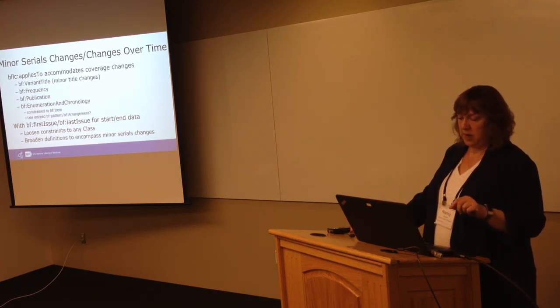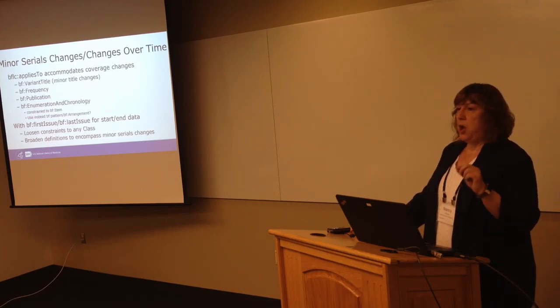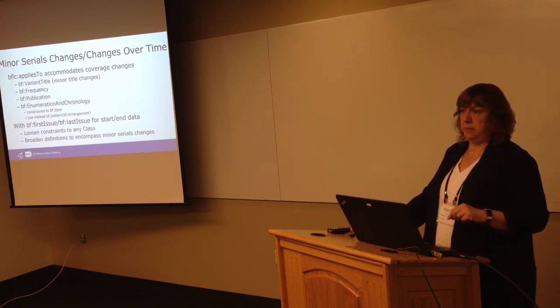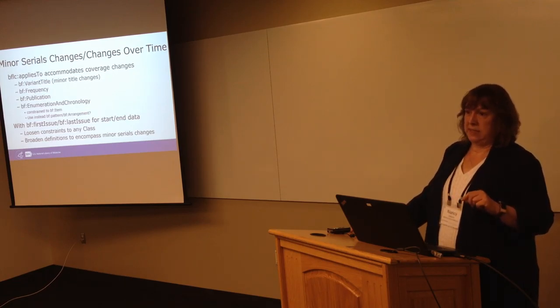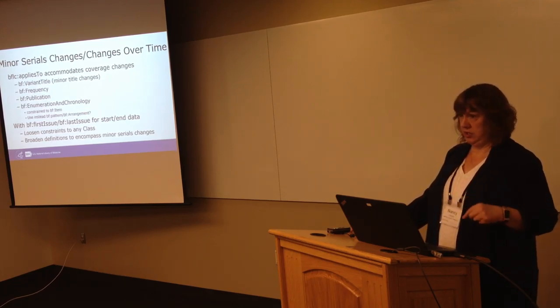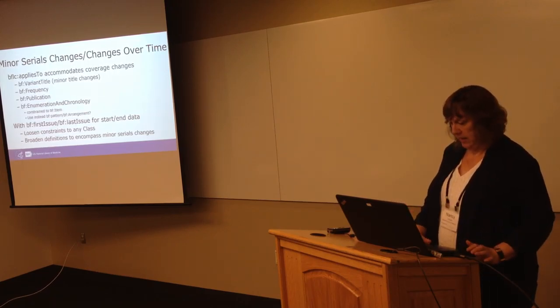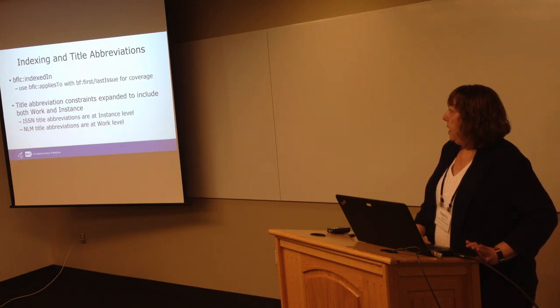And BibFrame has properties, first issue and last issue, but they are not usable. The constraints don't allow us to use them with applies to. So we have a request in at LC right now to lift those constraints and to broaden the definitions of those properties so that we can use them, and we feel that will solve the problem. So we're really hoping that LC will go along with that.